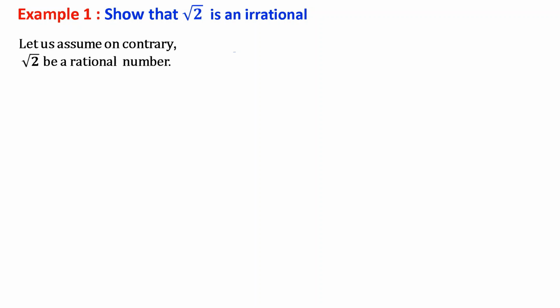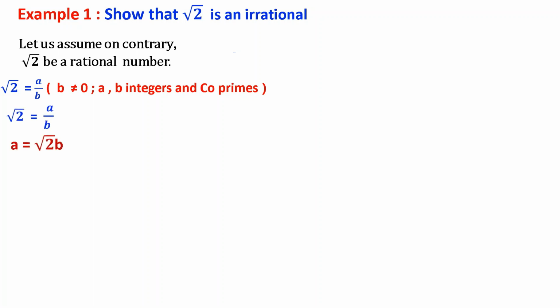Let us assume on the contrary root 2 be a rational number. A rational number is in the form of p by q, but here I would like to express it as a and b instead of p comma q. That's why root 2 is equal to a by b. The conditions for a and b are b not equal to 0, a comma b are integers and co-primes.